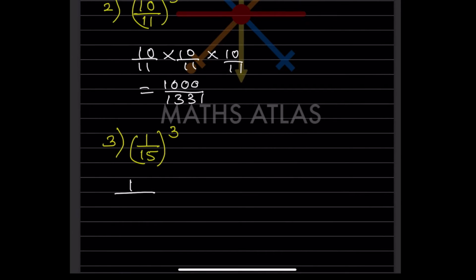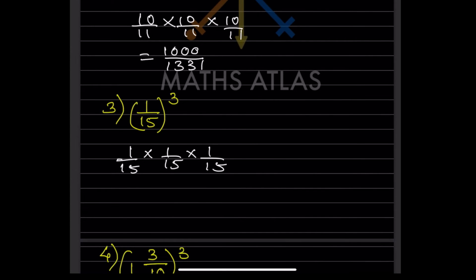Now here, you can also do it like this: 1 by 15 into 1 by 15 into 1 by 15, because 1 into 1 is 1. So this is going to be 1 by, we have already done this one, 15 15s are 225, and 225 15s are 3375.